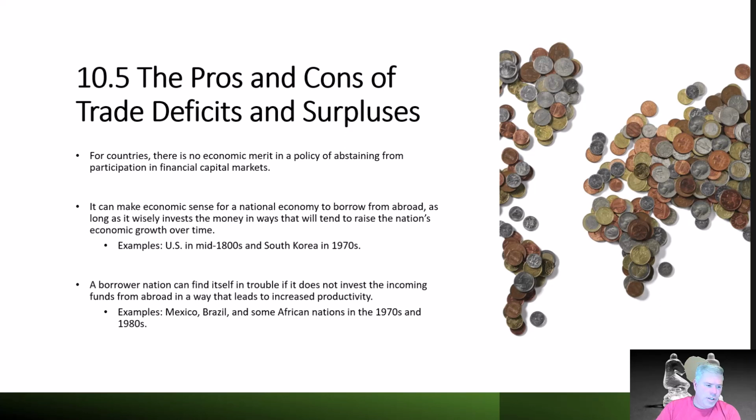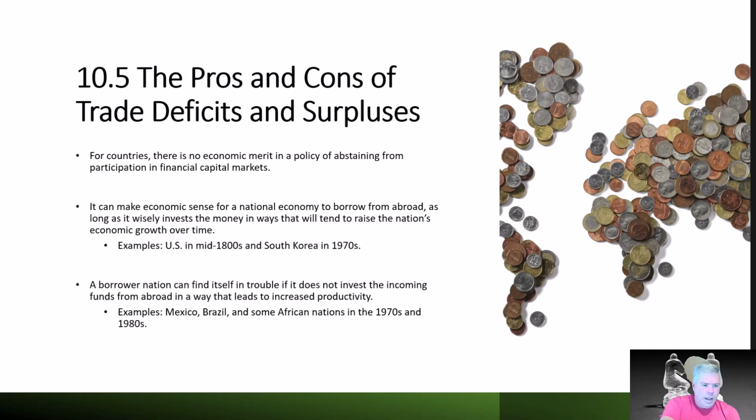Borrower nations can find themselves in trouble if they don't invest the incoming funds from abroad in a way that leads to increased productivity. There are examples in Mexico, Brazil, and some African nations in the 70s and 80s. If you bring that money in and it's not used to actually grow the economy, but is used for short-term political gain, for graft, for corruption, that is not going to drive additional growth in the economy, and that lack of growth is going to make it difficult to pay that money back, and as a result you'll have sovereign debt defaults.